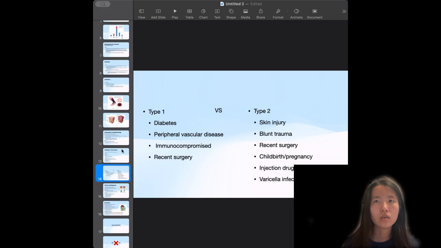So for type 1, it's usually individuals who have a prior past medical history. Type 2, it's more so just an open wound or cut that the bacteria can enter into.